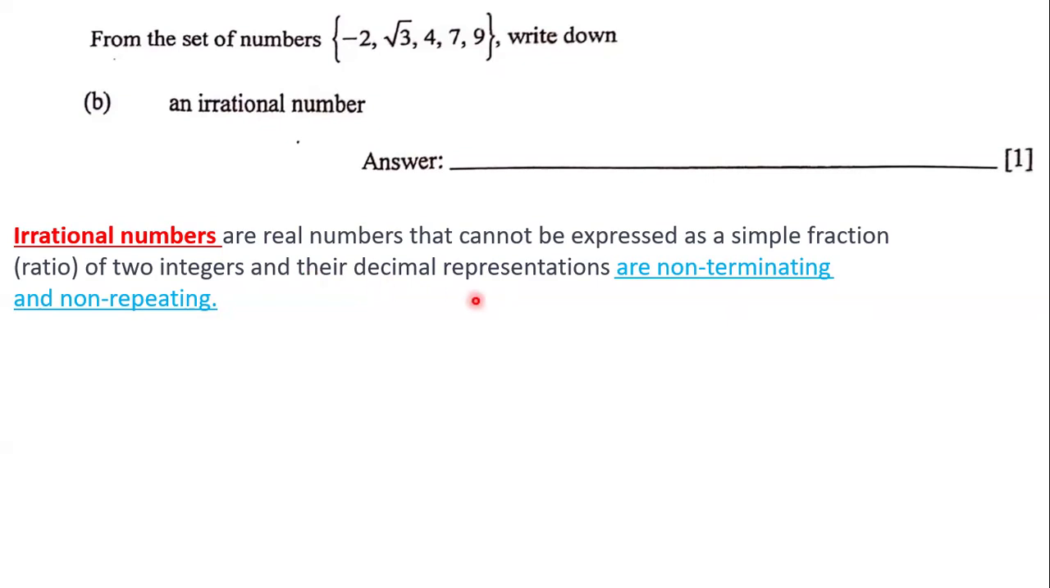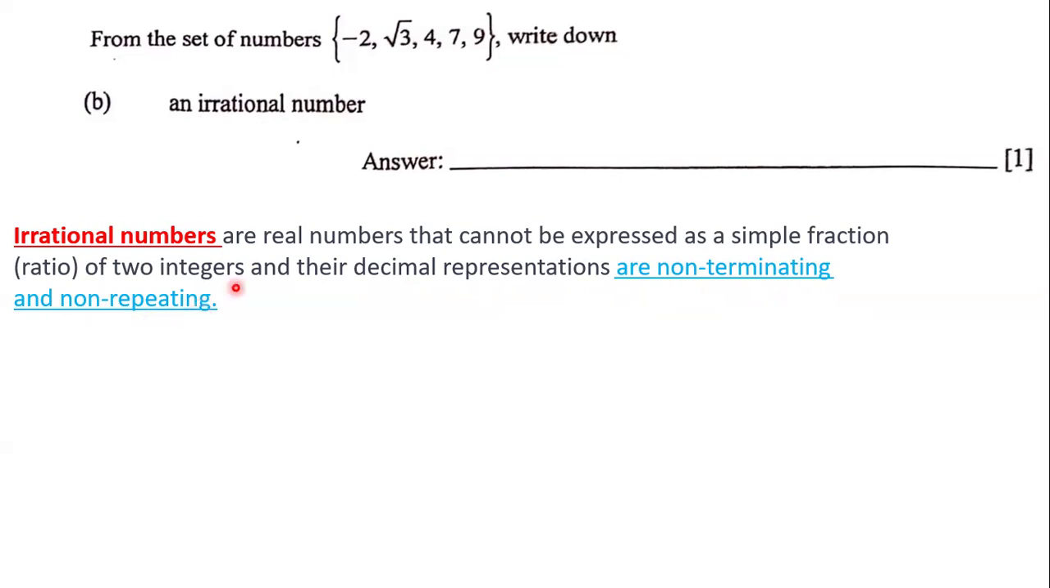Now, their decimal representations are non-terminating and non-repeating, which means that if you have a decimal number that is an irrational number, it must be non-terminating, which means it never stops, and it must be non-repeating, which means it shouldn't have a consistent pattern that repeats. So for irrational numbers, the decimal representation never stops, and it doesn't have a consistent pattern.